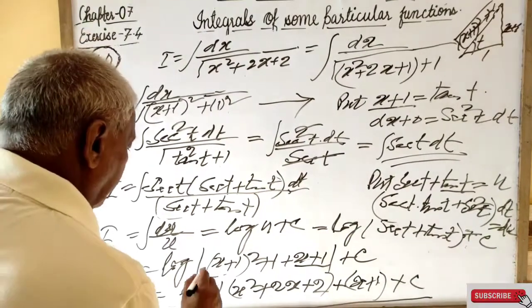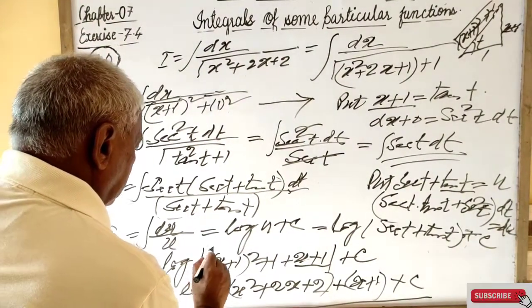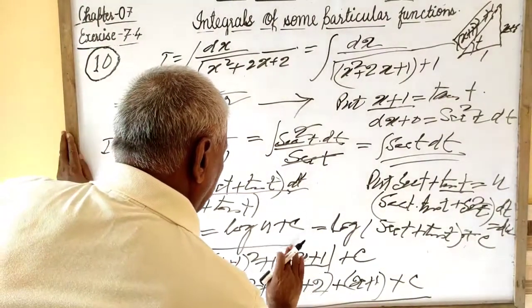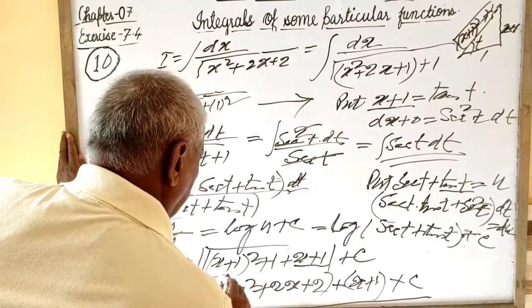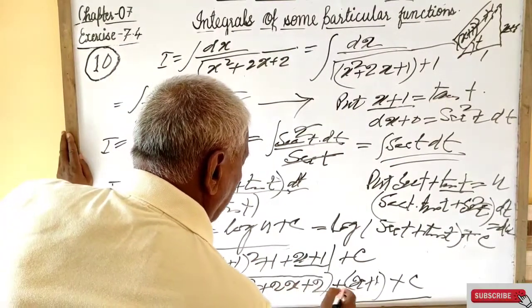So we have committed a mistake. This will be under root, and this will be under root, and plus this.